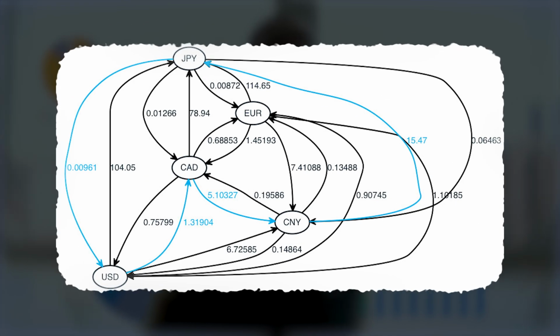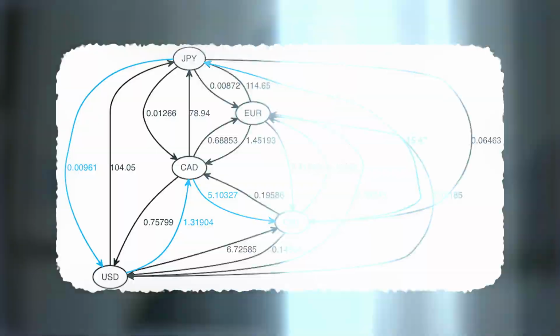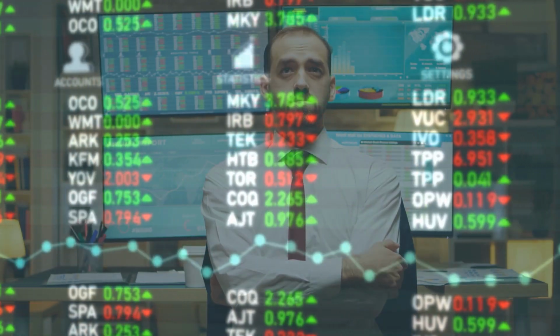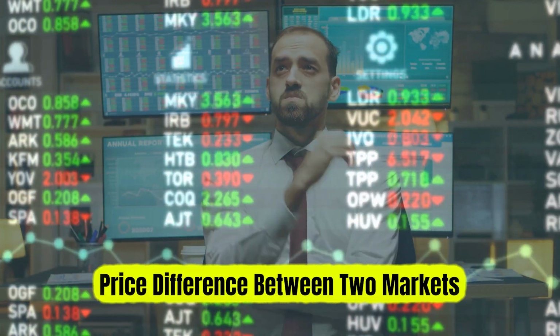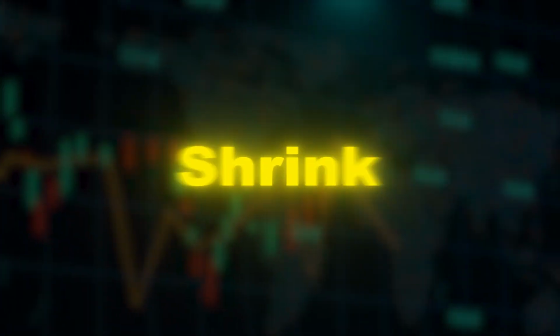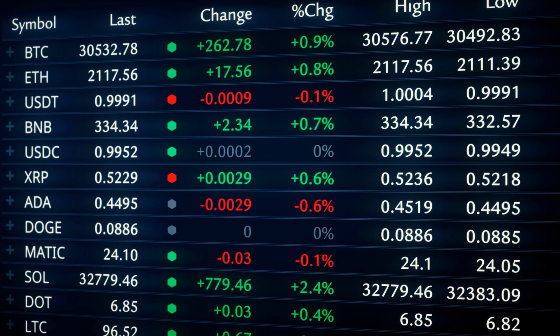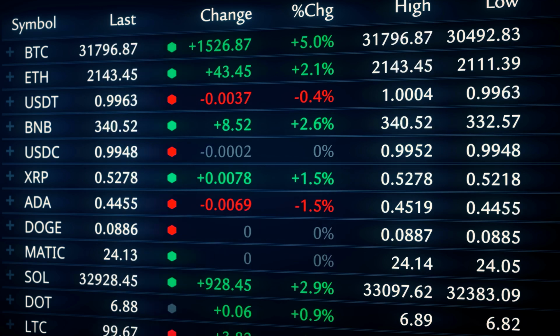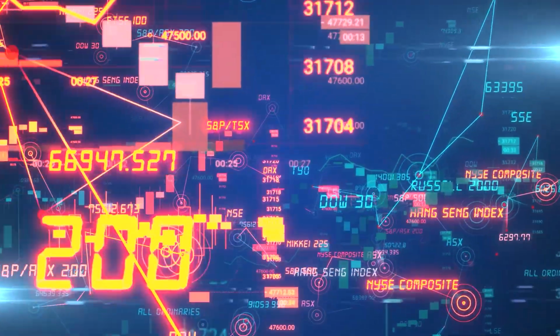This shift also introduces the concept of quantum arbitrage. In the classical market, arbitrage is the act of profiting from a price difference between two markets. As our markets become faster, these windows of opportunity shrink to microseconds. Quantum computers can identify these discrepancies across thousands of assets and multiple global exchanges instantly.